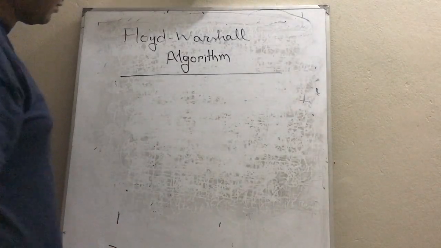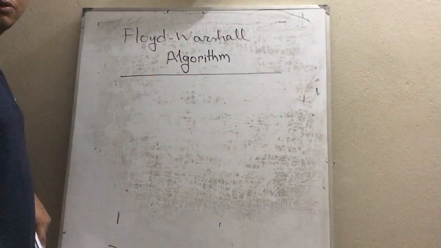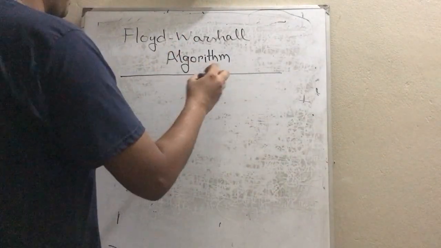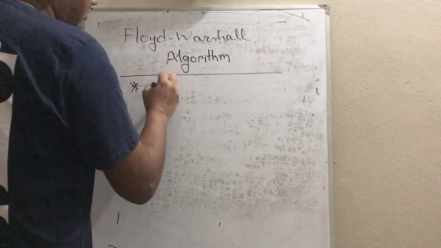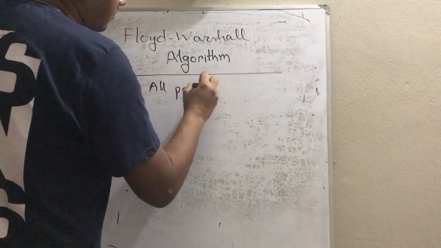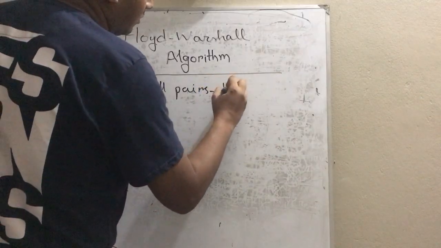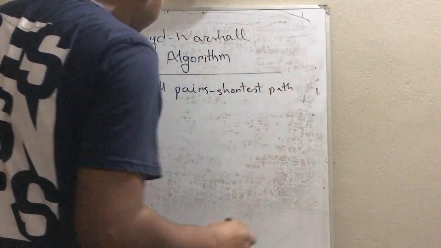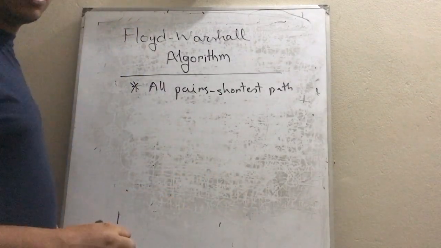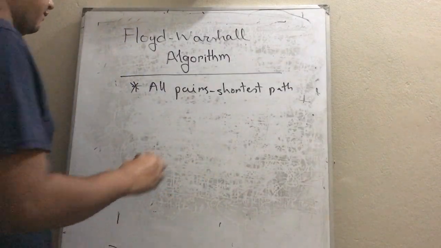What does Floyd-Warshall algorithm do? It detects all pairs shortest path. What is all pairs shortest path in a graph?